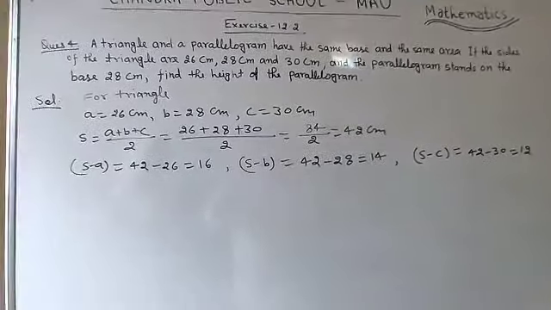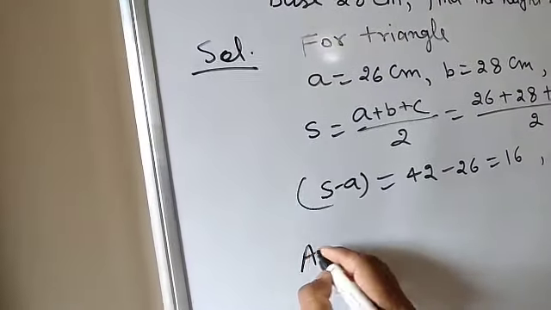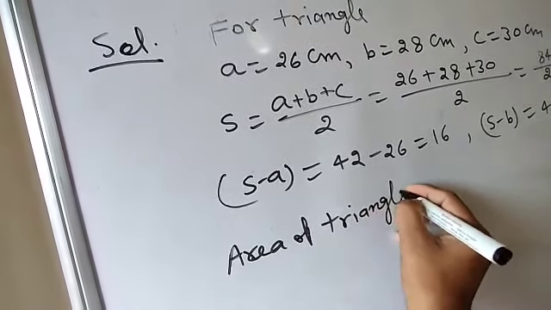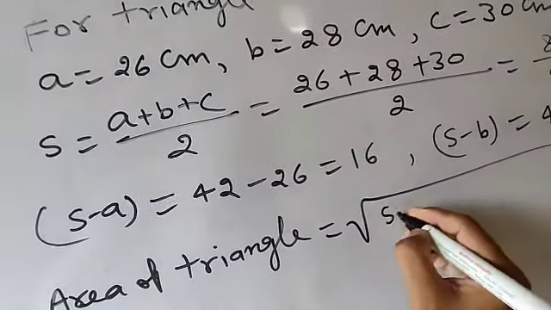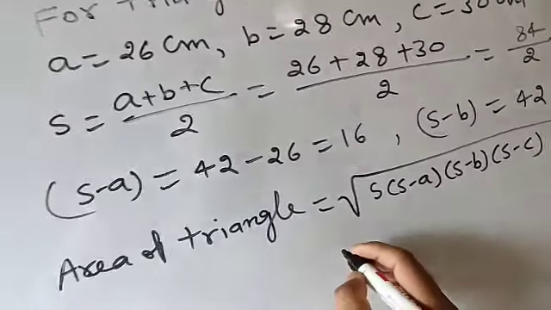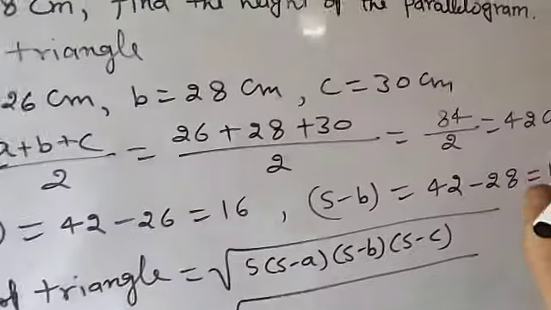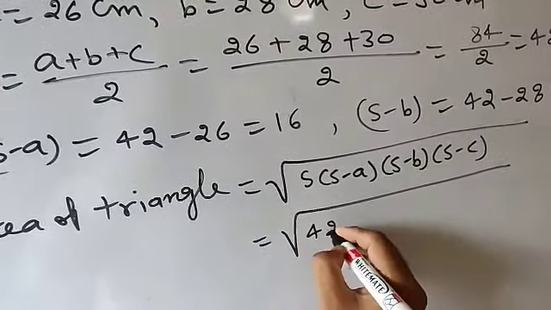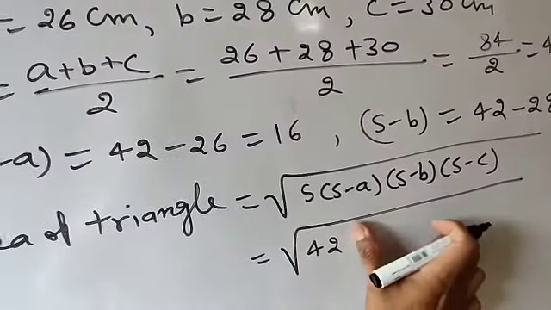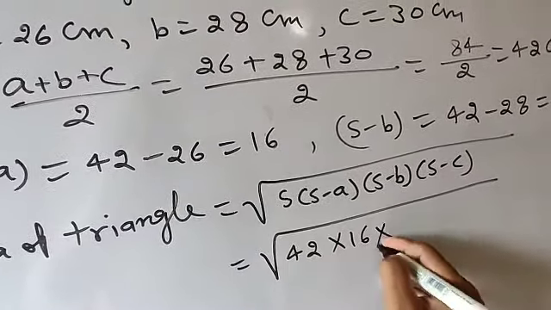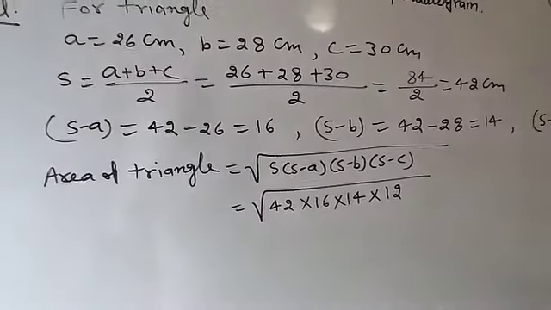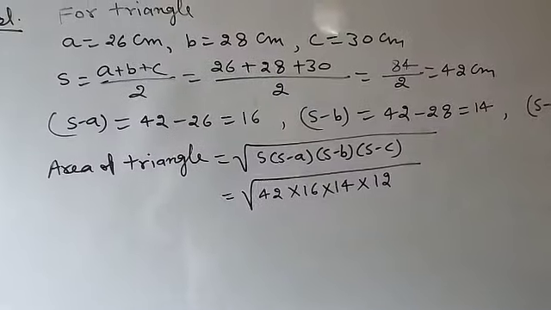Now I will write Heron's formula. According to Heron's formula, area of triangle is equal to under root S into S minus A into S minus B into S minus C. It is equal to under root, S value is 42 here, so 42 into S minus A which is 16, into S minus B which is 14, into S minus C which is 12. So here I have written the values of S minus A, S minus B, S minus C.